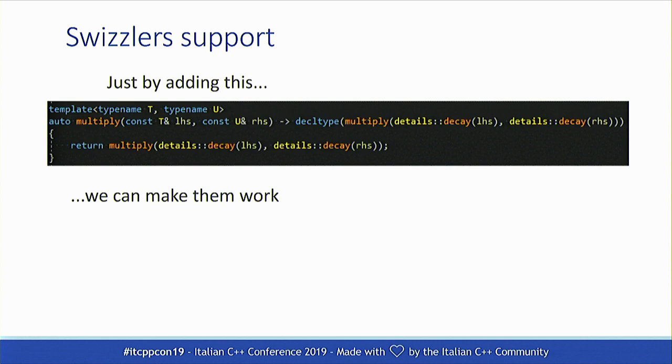So we add a new multiply function that will use the old multiply function, adding the decay step. Again, the decay type will ensure that this multiply function exists only if the decay will produce vectors that will be compatible with our original multiply function. With this, we don't have to touch our operator star, because everything will be handled by the multiply. The operator star, if you remember, was already depending on the multiply compatibility with the arguments. So this overload will make it work without any other adjustment.